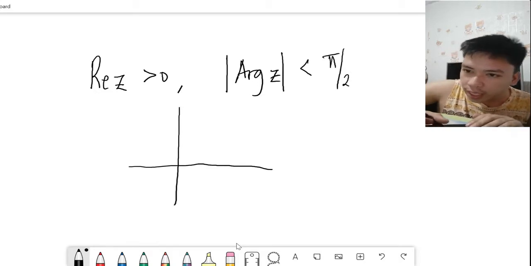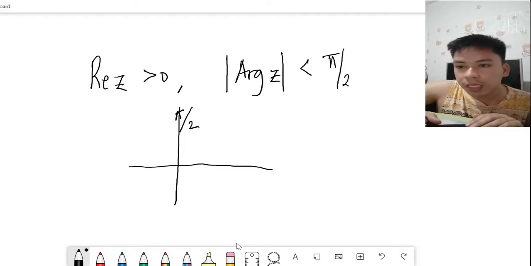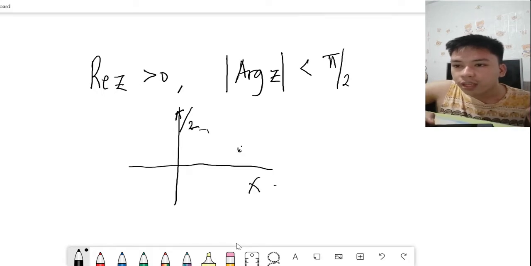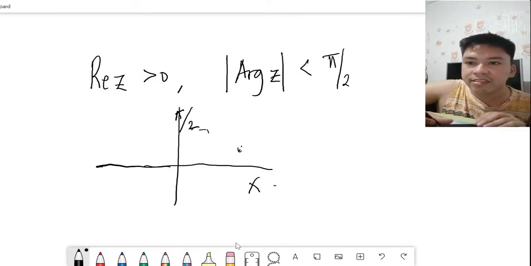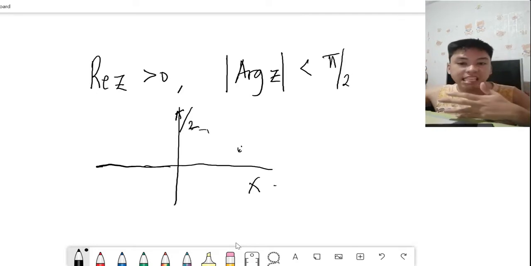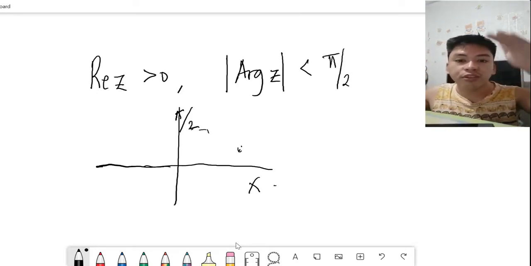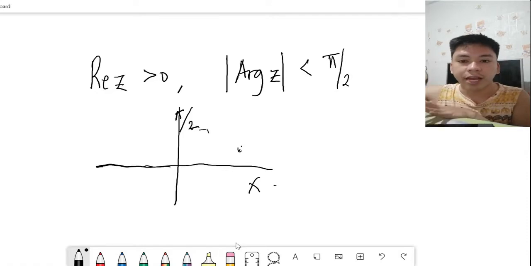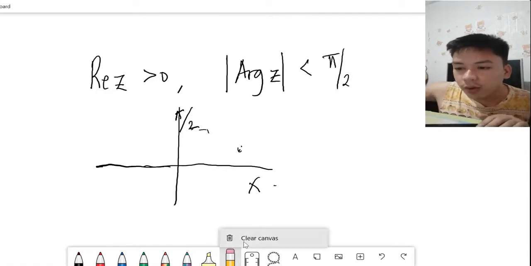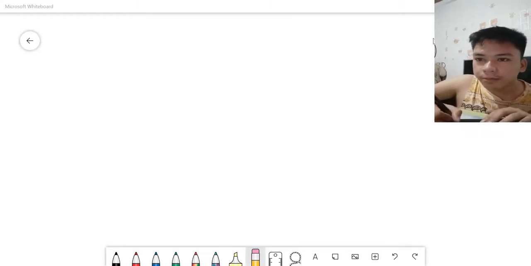Why? If we take the illustration here, this is our pi over 2. If the argument is a principal argument, meaning the direction is found in here, then of course the real part, which is our x, is always positive, because if we go beyond pi over 2, somewhere here, the value of x is negative. So this makes sense with the remark that when the real part of z is greater than 0, then the absolute value of the argument of z is less than pi over 2. That's it.